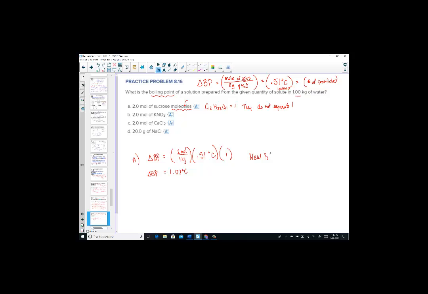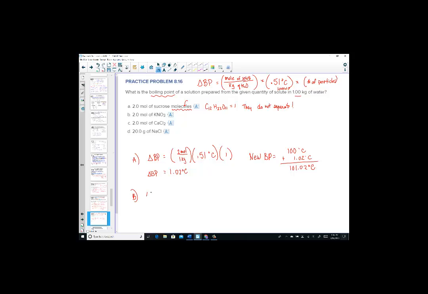Water normally boils at 100 degrees. It's now raised by 1.02 degrees Celsius. So the new boiling point, 101.02 degrees Celsius. I'm going to leave those decimals there so you can see that these are small changes, but nonetheless, they will raise the temperature of boiling.